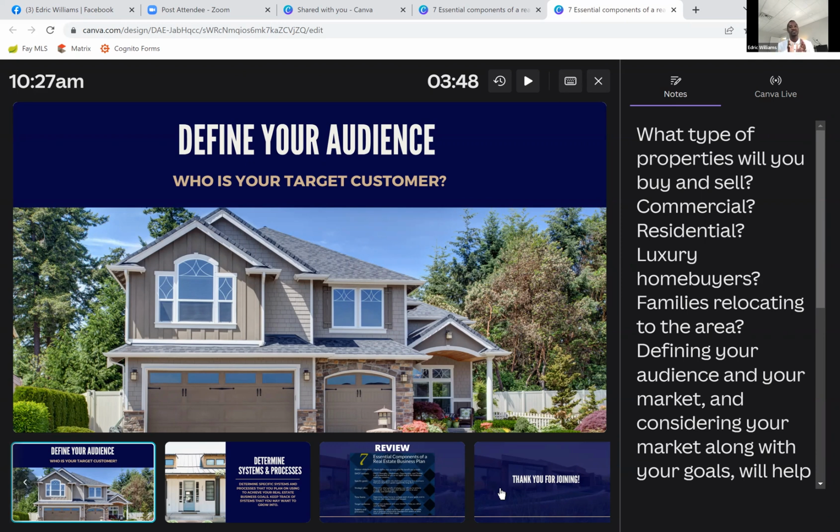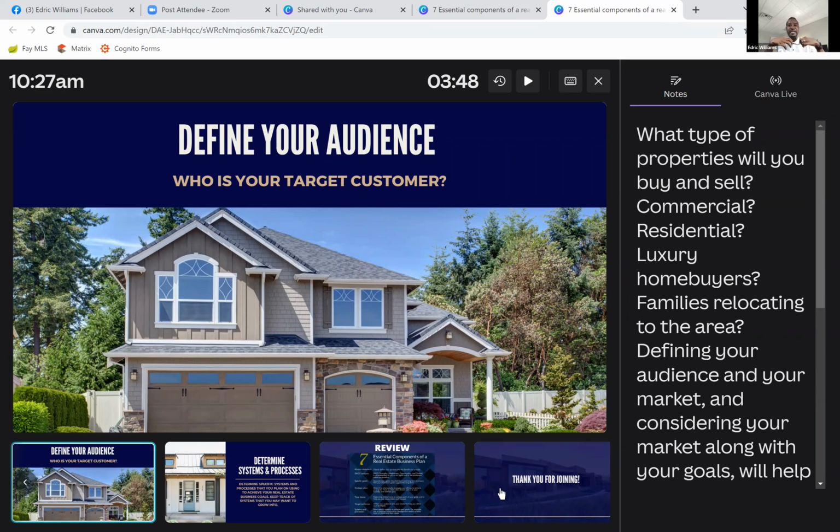But if commercial is your thing, then you need to have in your business plan what year and time frame you intend to go into commercial. When do you plan on transitioning out of residential into commercial real estate?